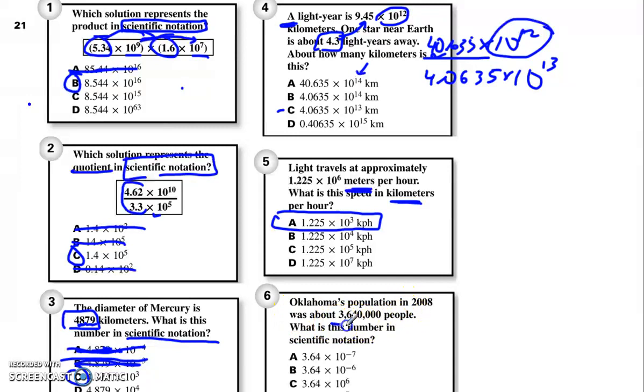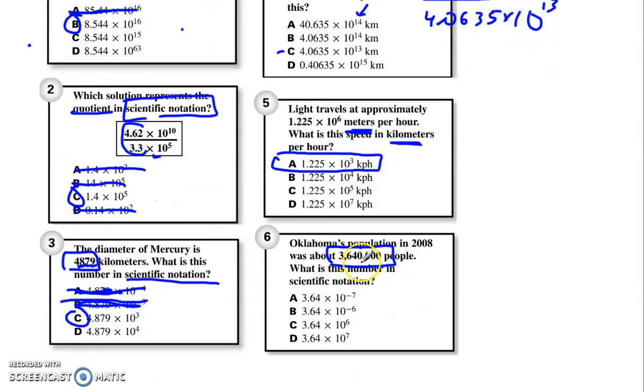Here we go. Population is this. What is that in scientific notation? Decimal goes here, 6 after it, so that is C. It's not a fraction, so it's not one of these.